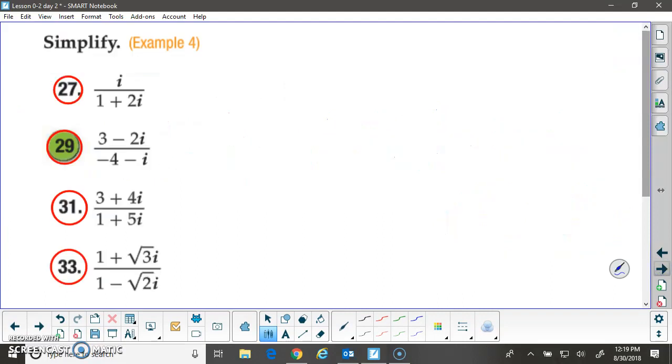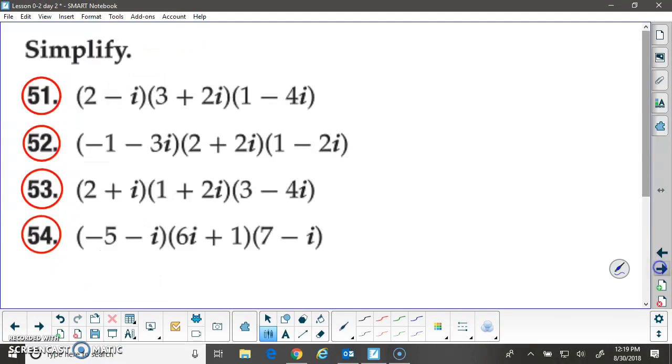You're going to have some of these problems to do. Here's 4 of the division problems that I'm going to have you simplify, and then when you're done with that, some additional multiplying.